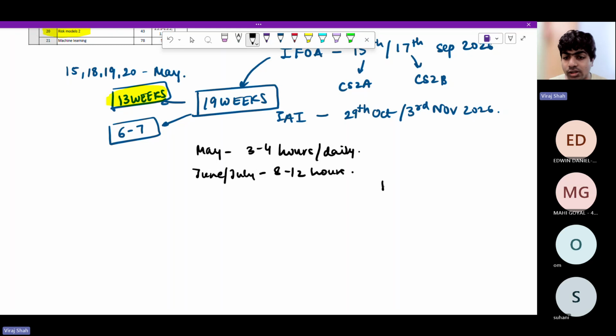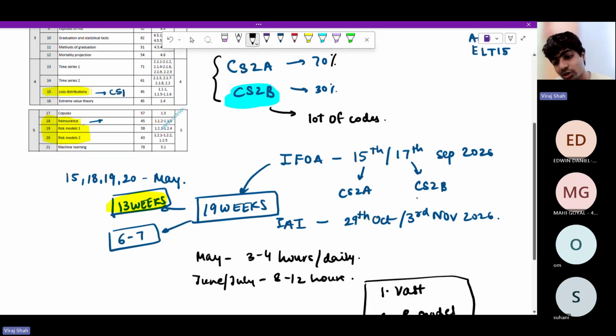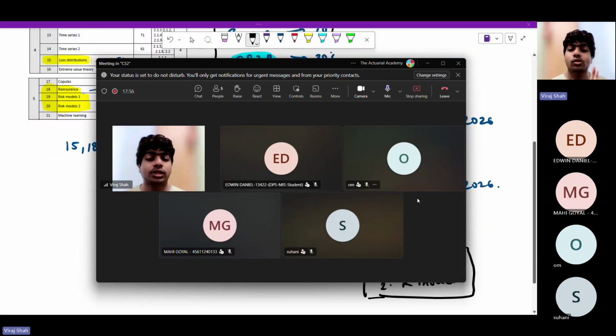CS2 becomes difficult, first of all, because it is very vast. The portion is very vast. There are a lot of small nitty-gritties that you need to look after. Second, R programming. These things make your CS2 difficult and tough. The concepts, when we learn them, are going to be very easy. It is not going to be very tough.